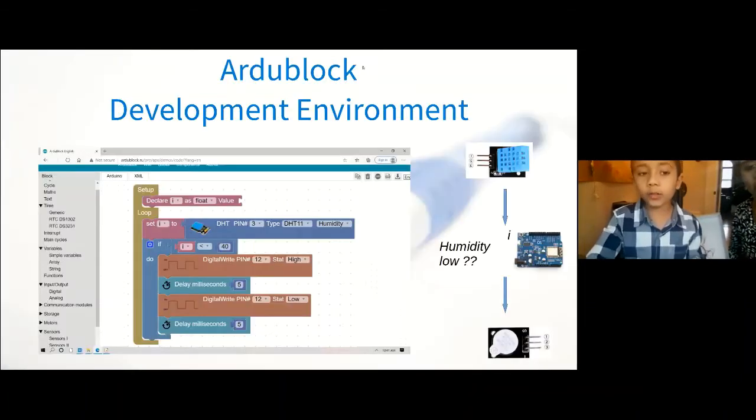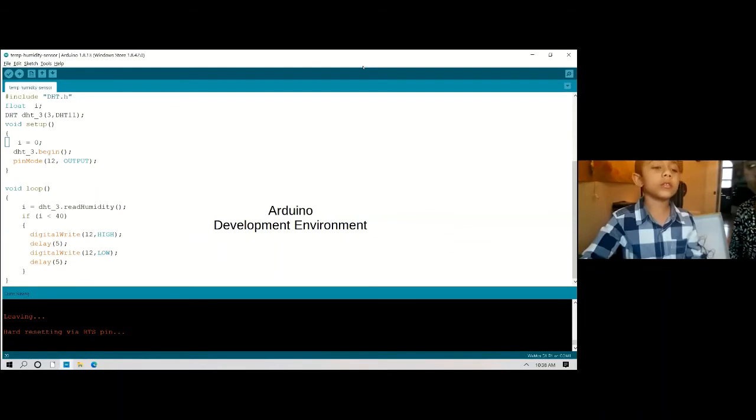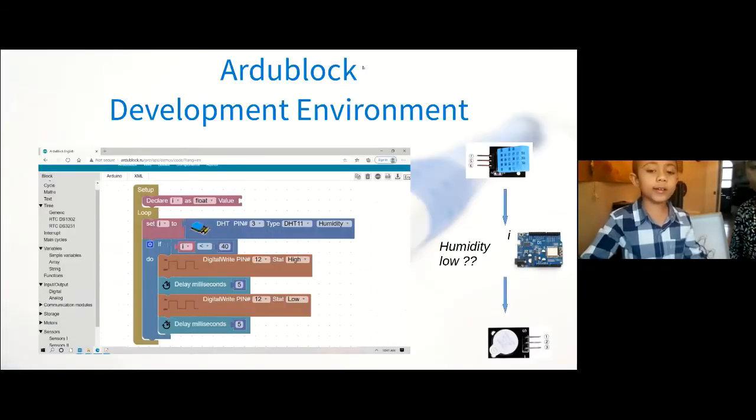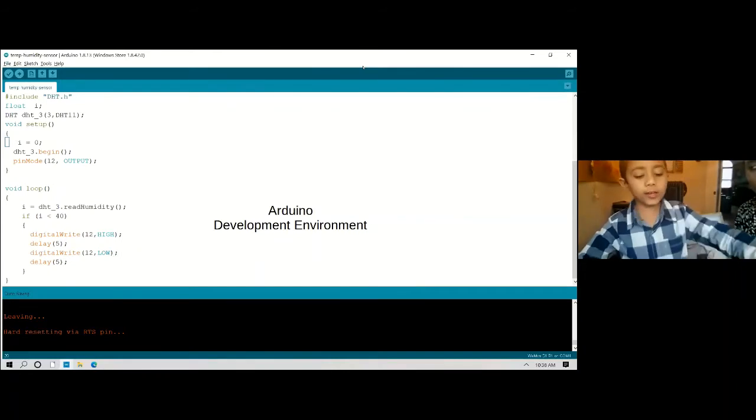You know why I'm using this Blockly? Because I don't know C++. But do you know what? I do the program right here, then copy it, then paste it in the C++ program.